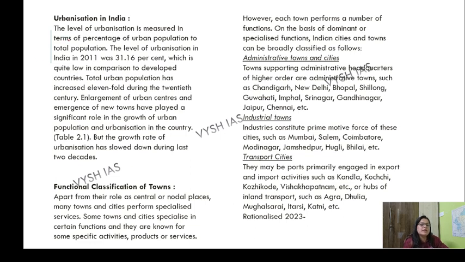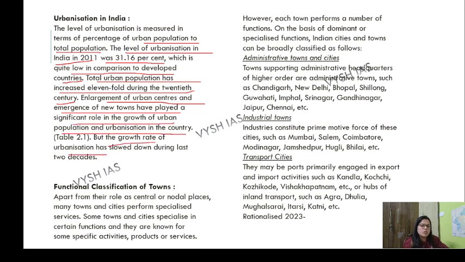The level of urbanization is measured in terms of the percentage of urban population to total population. The level of urbanization in India is 1.6%, which is quite low in comparison to developed countries. Total urban population has increased 11 times during the 20th century. Enlargement of urban centers and emergence of new towns have played a significant role in the growth of urban population. But the growth rate of urbanization has slowed down during the last 2 decades. Functional classification of towns. Apart from their role as a central or nodal place, many towns and cities perform specialized services.